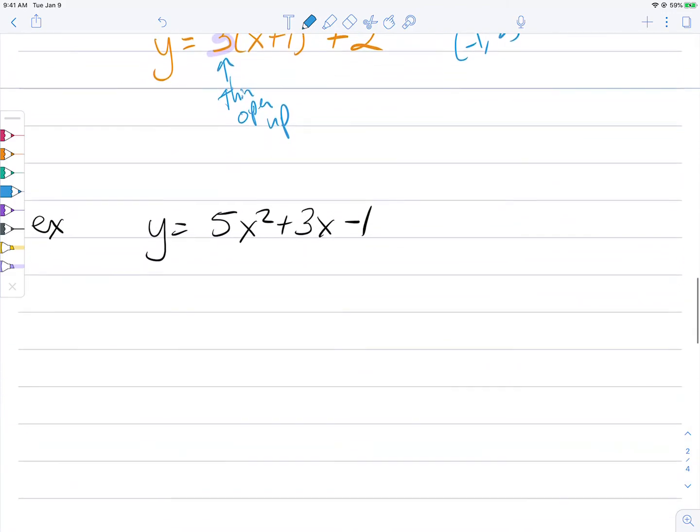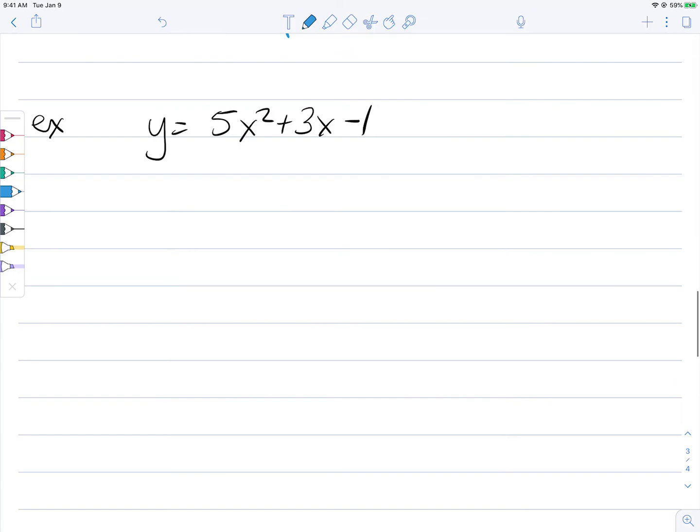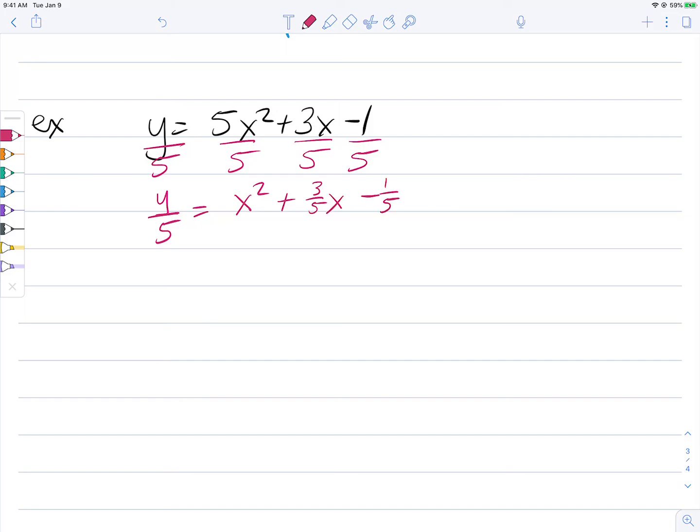Okay, let's try this one more time. y equals 5x squared plus 3x minus 1. So our coefficient of x squared is not a 1. I'm going to divide every single term by 5. This is step 1. Divide every single term by a. I have y over 5 equals x squared plus 3/5 x minus 1/5.